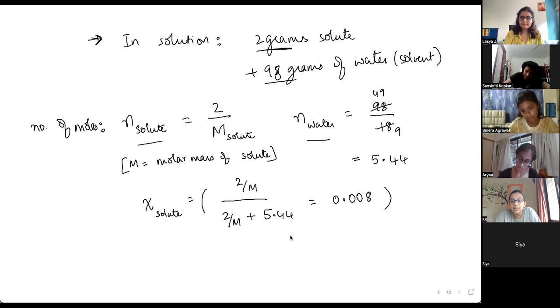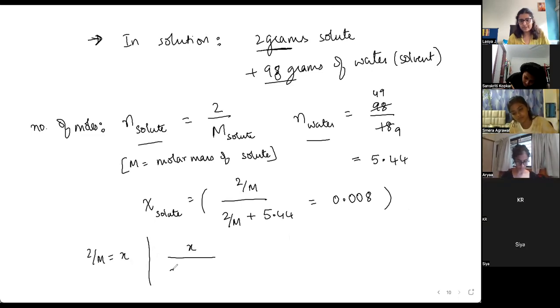Could you solve this now? I'm not getting the calculation part. I'll just take 2 by m to be x. Let's say 2 by m equal to some x. It'll get easy to solve. So x by x plus 5.44 is equal to 0.008.